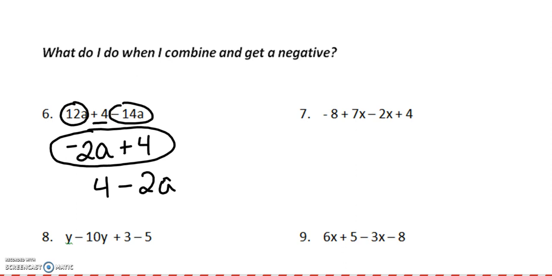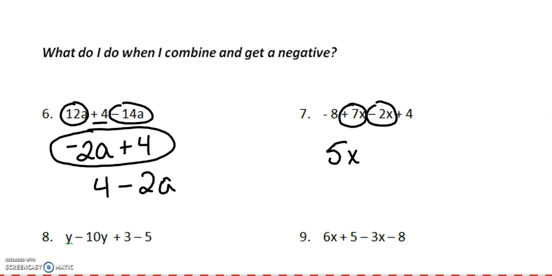Number 7, so I'm going to start with the x's. So I have a positive 7x and a negative 2x. Different signs subtract. Keep the sign of the higher number. So subtract and get 5. The higher number is positive.